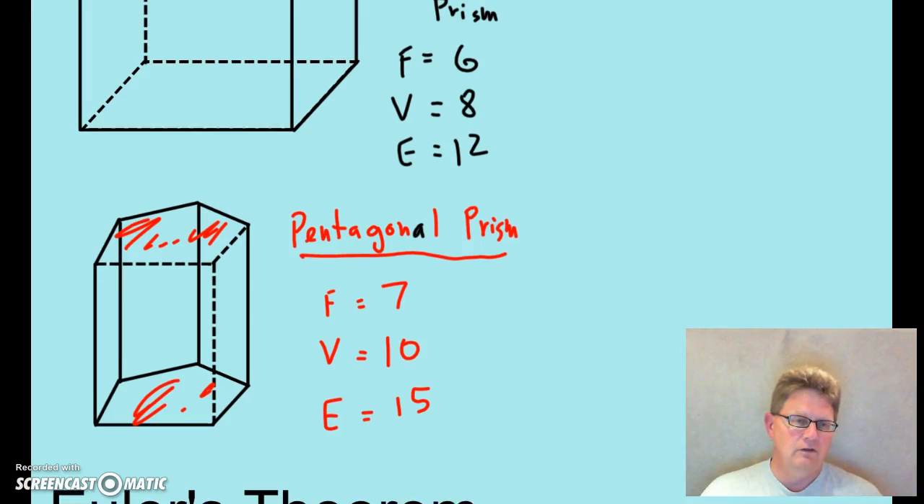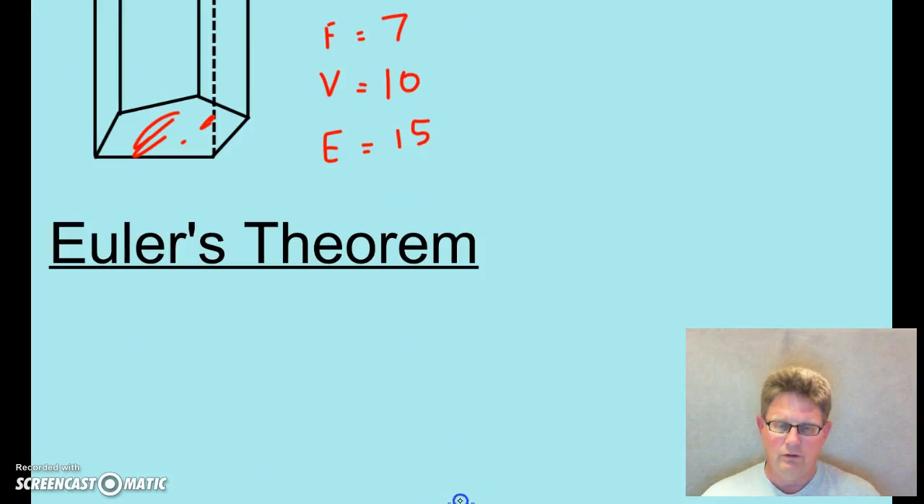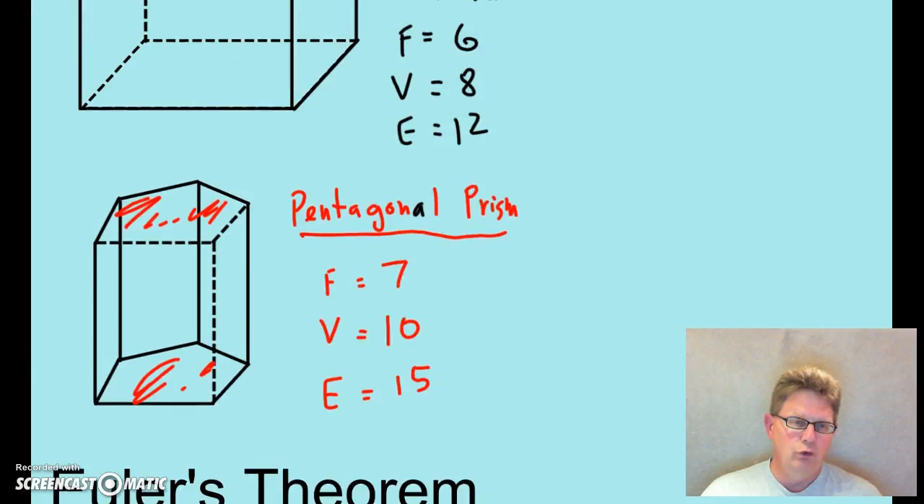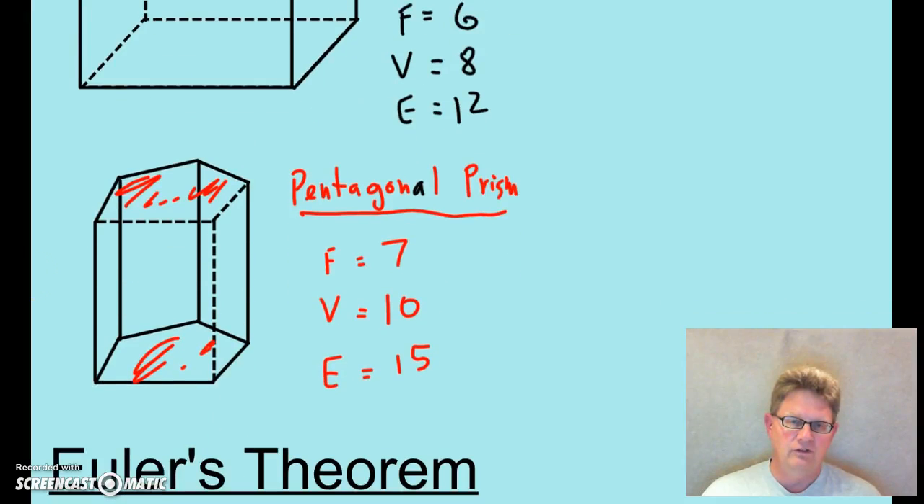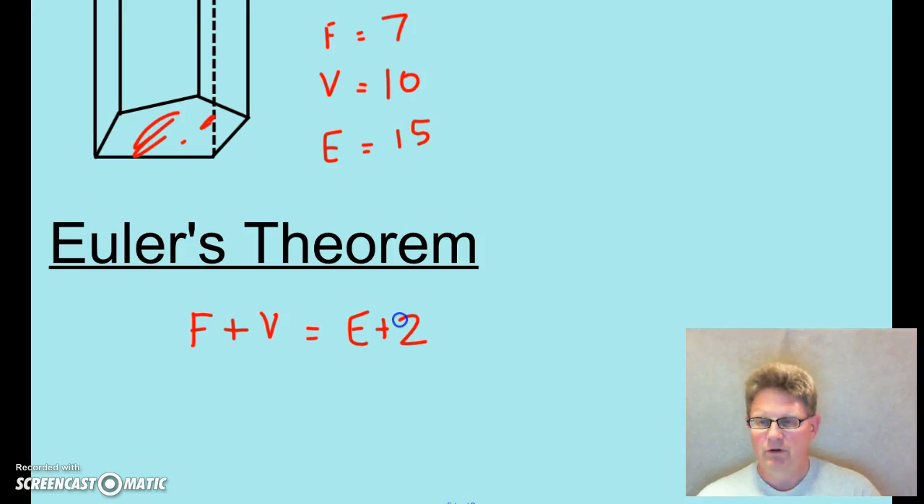Alright, and then this German guy named Euler, he figured out something really cool. He said, you know what? If you look at the number of faces, vertices, and edges, there is a mathematical relationship. And what he found out is that the number of faces plus the number of vertices is always going to equal the number of edges plus 2. How he ever noticed that, I don't have a clue, but I think it's pretty cool. Alright, let's move on and take a look at pyramids.